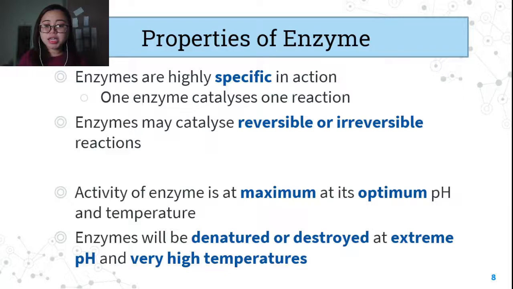Enzymes will be denatured or destroyed at extreme pH and very high temperatures. So kalau suhu terlalu tinggi, enzyme denature, dia akan rosak. Kalau pH terlalu ekstrim, so sama ada terlalu alkali ataupun terlalu acidic, enzyme itu pun akan denature, dia akan rosak juga.